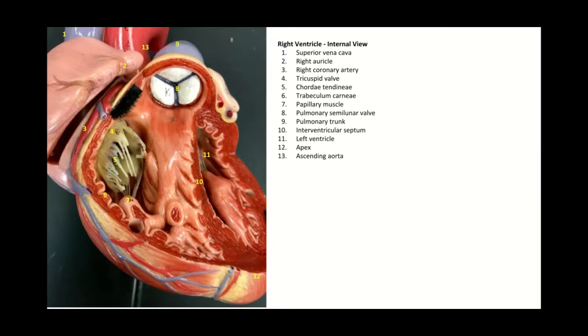In this picture, you can see number 3, which is the right coronary artery. You can see number 2, which is right auricle. You have number 13, which is the aorta, and you have number 1, which is superior vena cava.